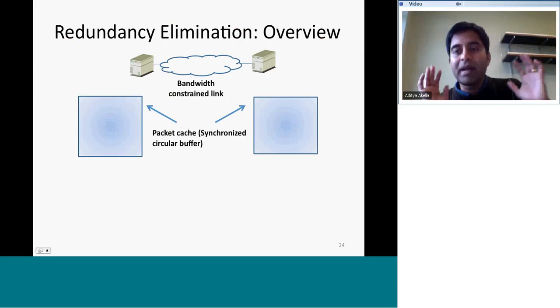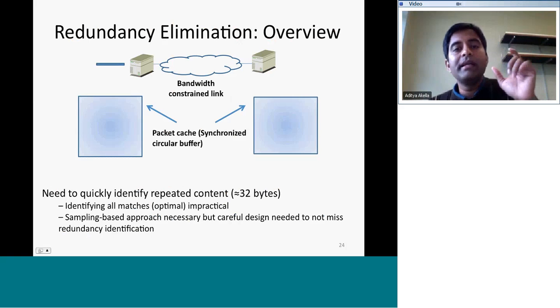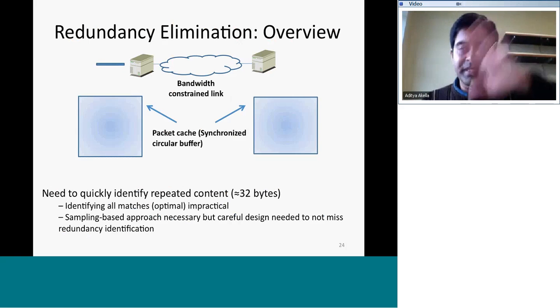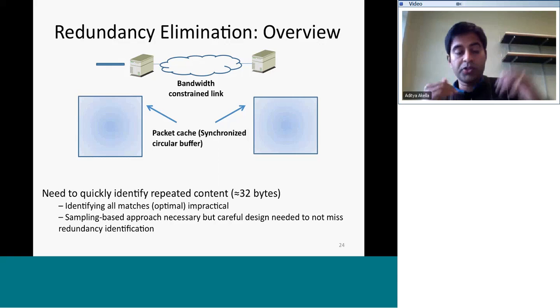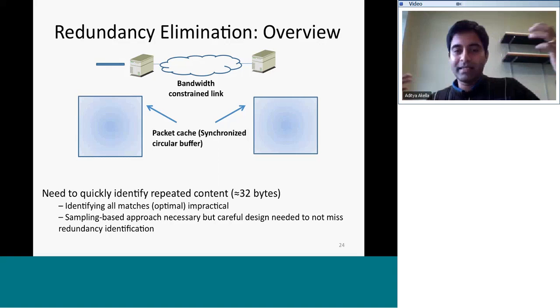Okay, so let's step back and take a more in-depth look. Like I said, a packet comes in, and your idea is to quickly identify repeated content, which may be as small as 32 bytes, within this packet against the prior cache of data of all packets that you have seen in some time interval. Of course, you can identify all matches. Look at every 32-byte string, but that's impractical. It will take a lot of time, and you need a lot of memory for that.